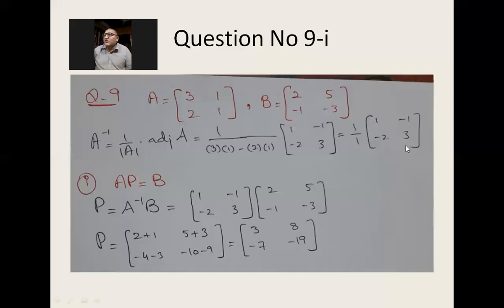That is A inverse from here. Okay, so outside here I have 1 by 1. It multiplies with this member. It makes no difference, so that's why I have not written it here. So here we have put the value of the B. That's 2, 5, minus 1, minus 3.